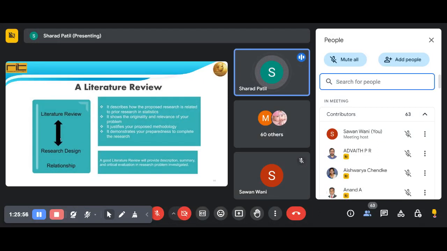Okay, earlier I also mentioned to you that if you have a good literature review, it will provide you the description of the problem summary, then the critical evaluations in the research problem that you want to investigate in detail. So there is a relationship between the literature review and the research design. This slide shows that unless you have an exhaustive literature review, you cannot have a research design.